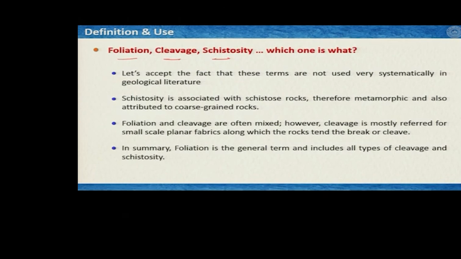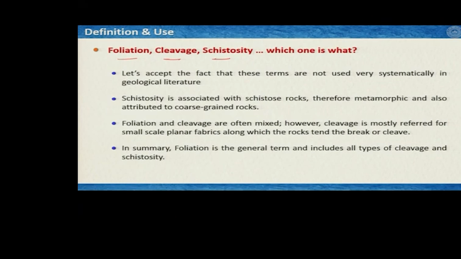Now, it is always confusing, if you read the literature or texts, which one is what. We commonly refer to these three terms almost in every aspect. Let us accept the fact at the very beginning that these three terms, foliation, cleavage and schistosity, are not used very systematically in geological literature and texts. They are often mixed, and sometimes their use is very confusing.